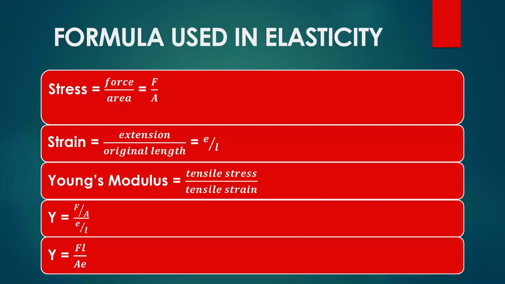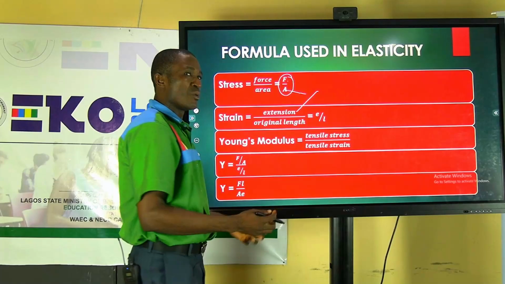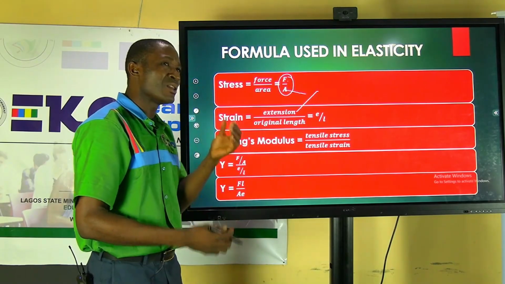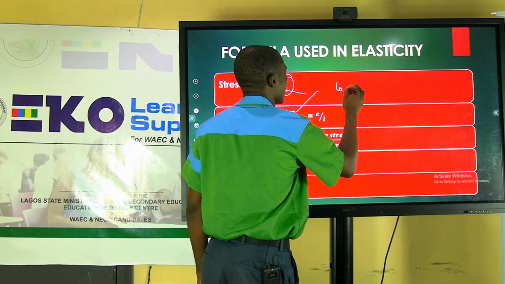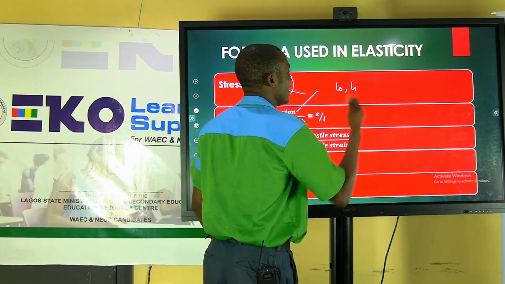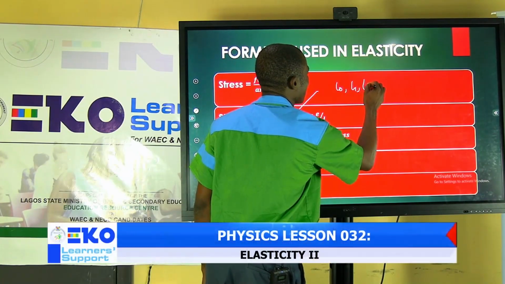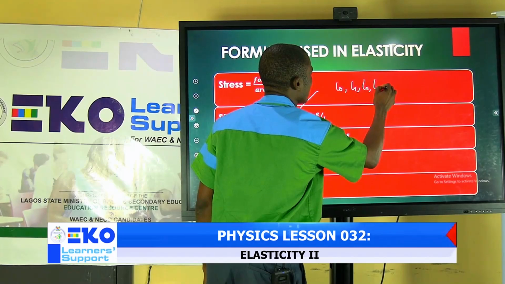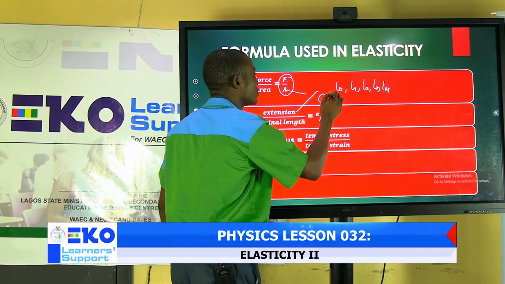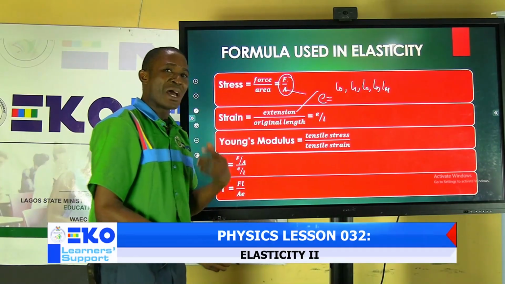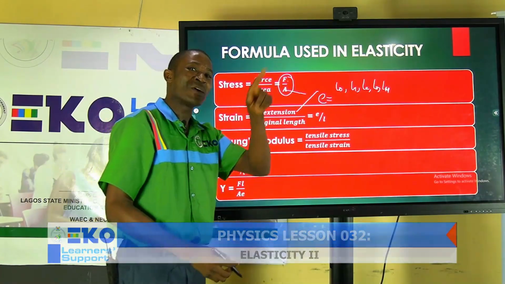And I want you to take note of the word extension. When we talk about extension, we are comparing two lengths. There's an original length, there's a new length. The lengths might vary. You can have the first new length, second new length, third new length, and the like. So our extension is a function of the original length. Our comparison is done making reference to original length.